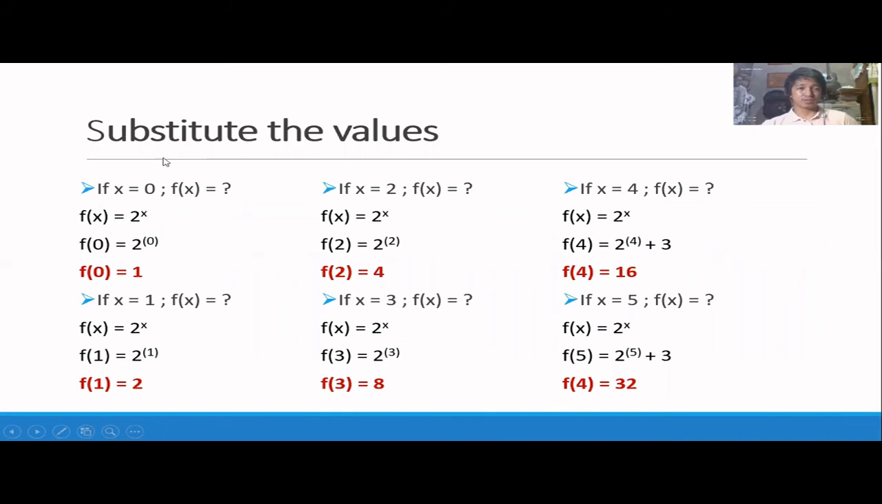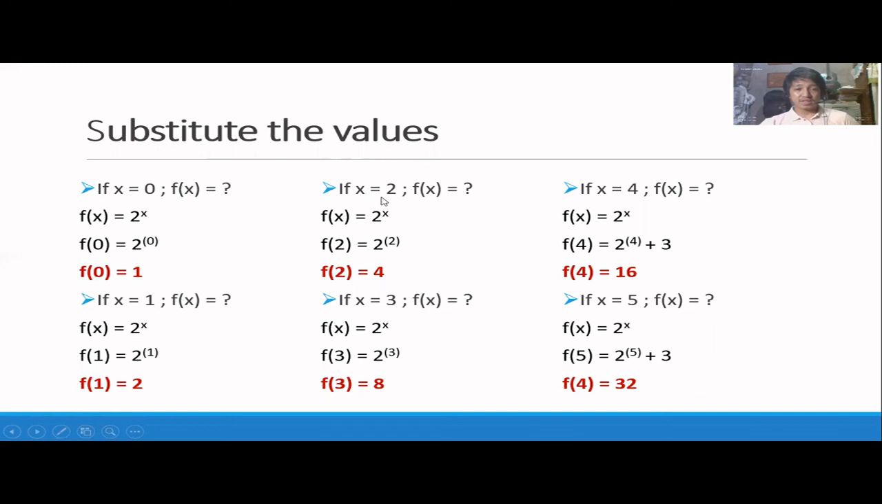Here, so substitute the values. So if x is equal to 0, what will be the value of f of x? So just substitute 2 raised to x, 2 raised to 0. So again, di ba, yung sa basic properties na exponent, any number, any variable raised to 0, that is equivalent to 1 lagi. So the same goes here, x is equal to 1, so 2 raised to 1 is 2.